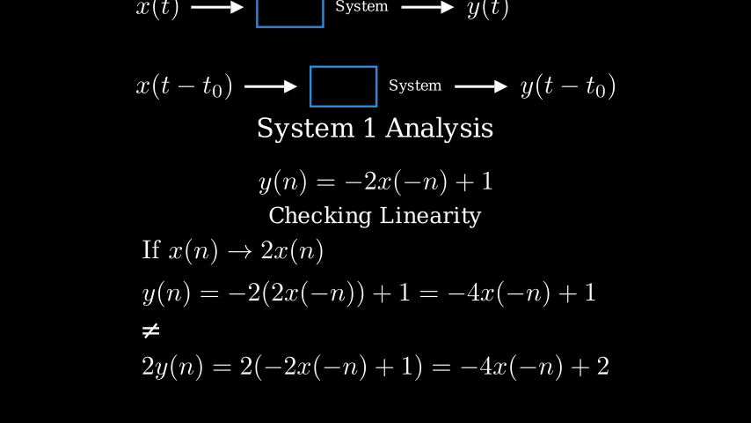Now, let's check time invariance for the first system. Time invariance means that if we shift the input in time, the output should shift by the same amount. Let's say we shift the input by k, so x of n becomes x of n minus k. The output for this shifted input would be y of n equals -2 times x of -n minus k plus 1. But if we first calculate the output y of n and then shift it by k, we get y of n minus k equals -2 times x of -n plus k plus 1. These two expressions are not equivalent, which means the system is not time invariant. Since the system fails both linearity and time invariance tests, we conclude that the first system is not LTI.